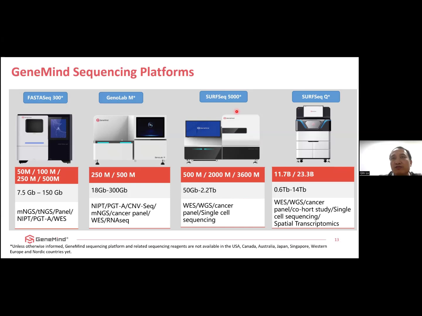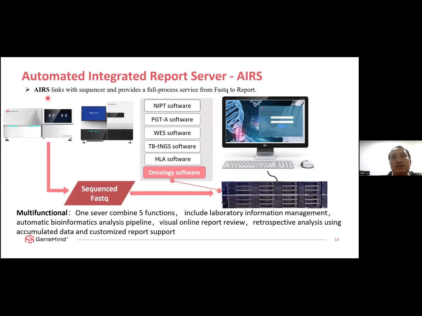So the SURFSeq 5000 and the SURFSeq Q have very high data quality, up to Q40. And for these two platforms, Q30 is over 85%. These platforms are suitable for cancer mutation detection. And we also have AI for fully automatic integrated reporting, and all the pipeline and the reporting could be done automatically, or also could be corrected manually.